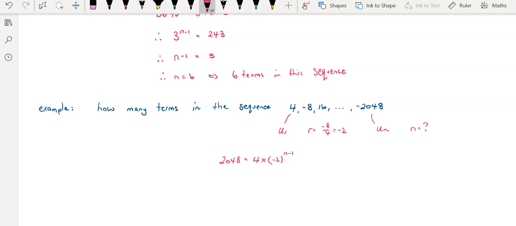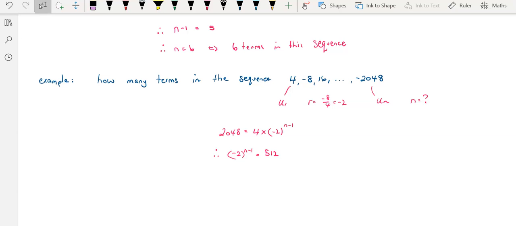So 2048 divided by 4, just put that through my calculator to get 512. So I now know that negative 2 to the power of n minus 1 is equal to 512. So what power of 2, and let's think about this as a negative base. I need a positive index in order for this to come out to be positive. So n has to be odd.